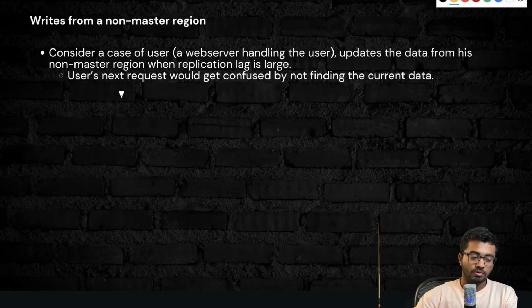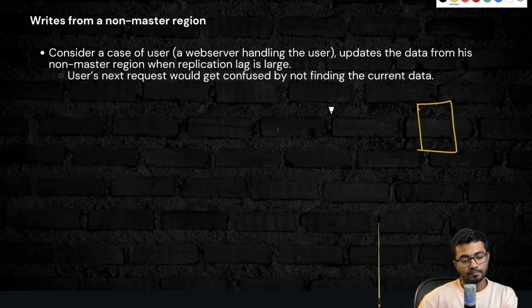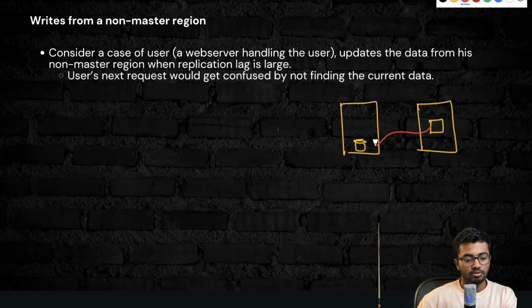So let's talk about writes from a non-master region, right? So consider a case where the web server handling the user updates the data from a non-master region when the replication lag is very large. So the user's request comes from region 1, and user 2, right? The web server is located here, the master database is located here. The user will write to the master database.